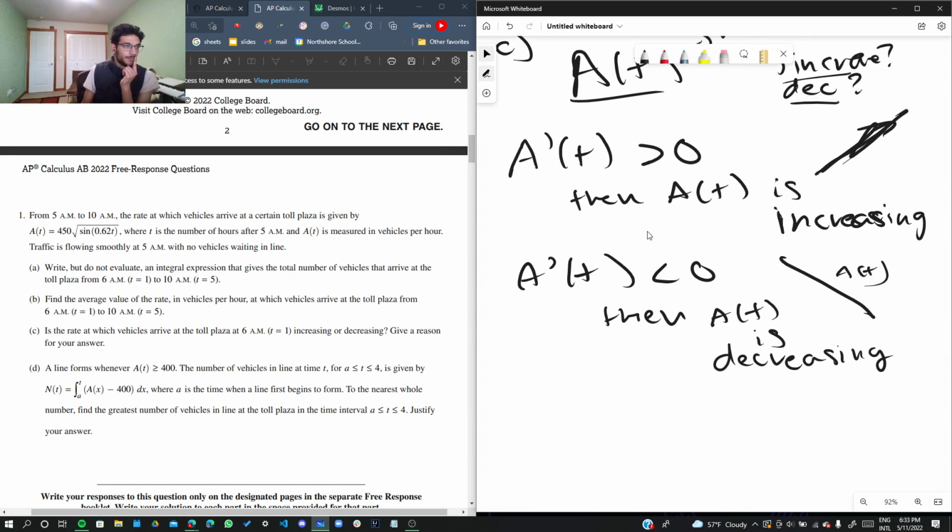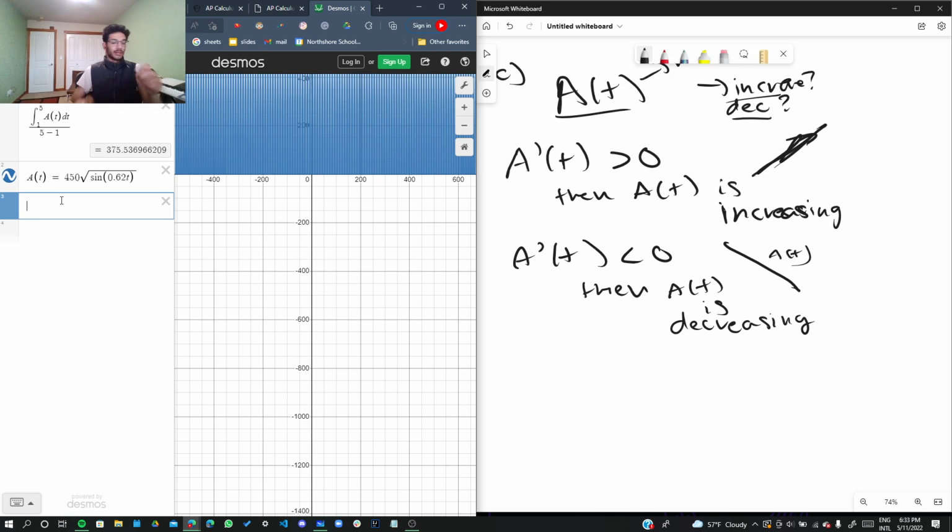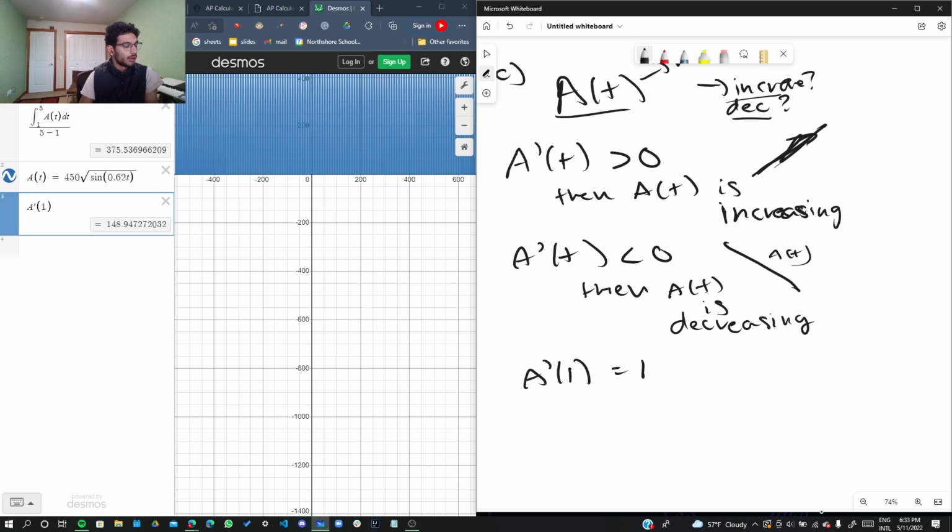So what we need to do is take the derivative at t equals 1, right? So now I want to see if I can actually just take a prime of 1. So here we get, I think I got some similar answer here. A prime of 1 is 148.947, and that's greater than 0. So therefore, the rate is increasing because a prime of 1 is greater than 0.